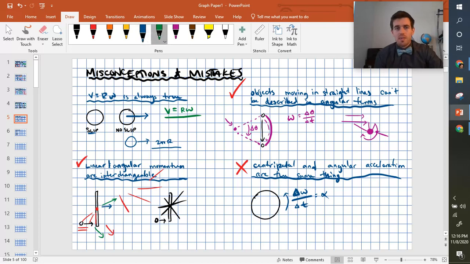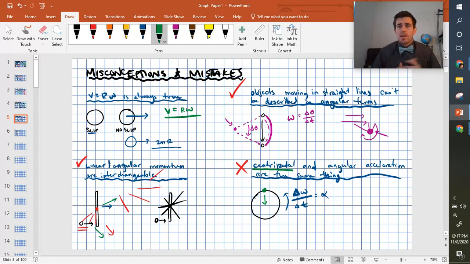Centripetal acceleration has to do with the acceleration of a specific point as it's changing direction. Centripetal is really a linear motion term that describes something that's moving in a circle. Angular acceleration, man, I keep saying momentum. Angular acceleration is talking about the rotational reference frame. And so if we're talking about rotation, it's angular acceleration. And if we're trying to describe an object that's turning, but otherwise doing linear motion, we would use centripetal acceleration.